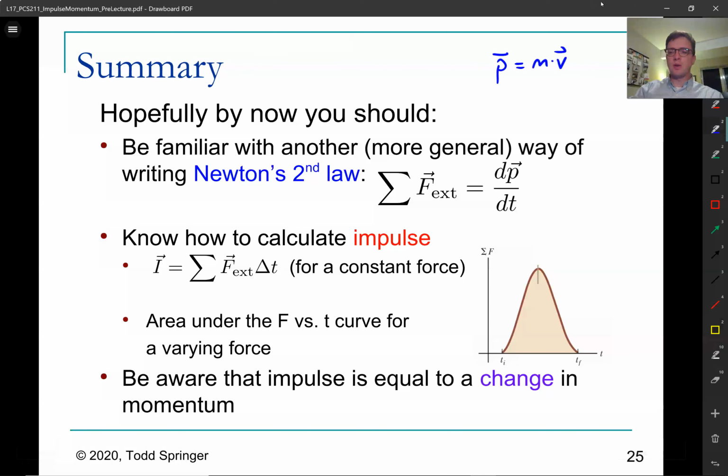We talked about this thing called impulse. So impulse is the net force times the time interval over which it acts. And the net impulse is equal to the change in momentum. If you have a force which varies with time, like in the graph which is shown there, to calculate the impulse, I need the area underneath the curve.